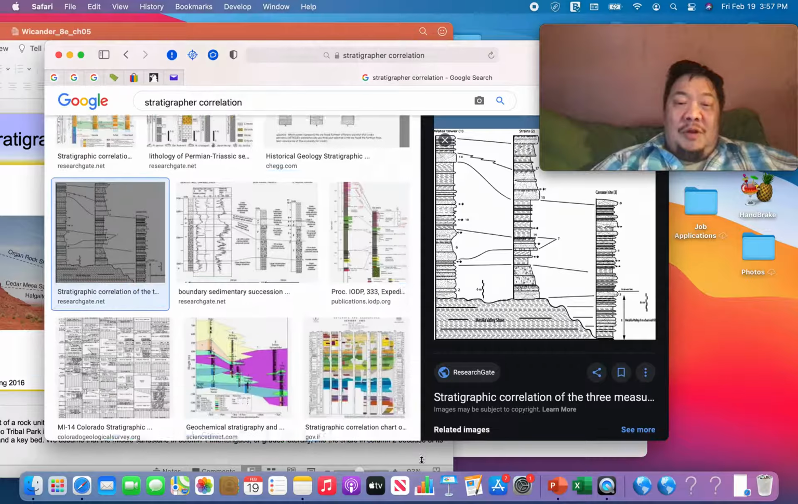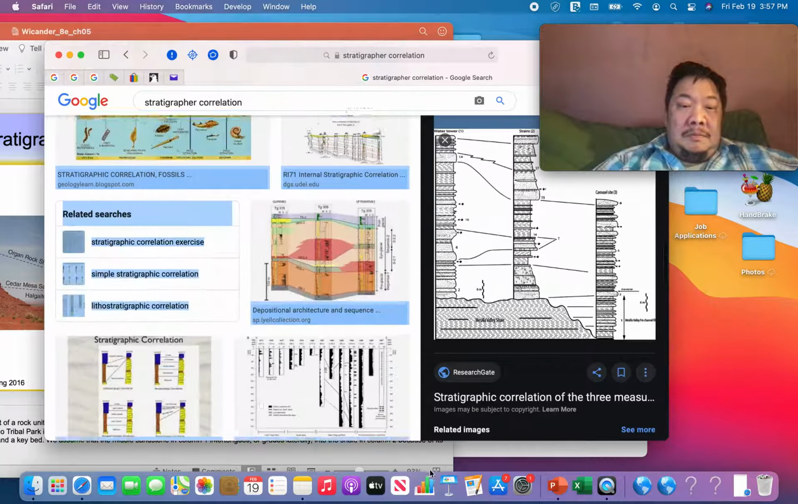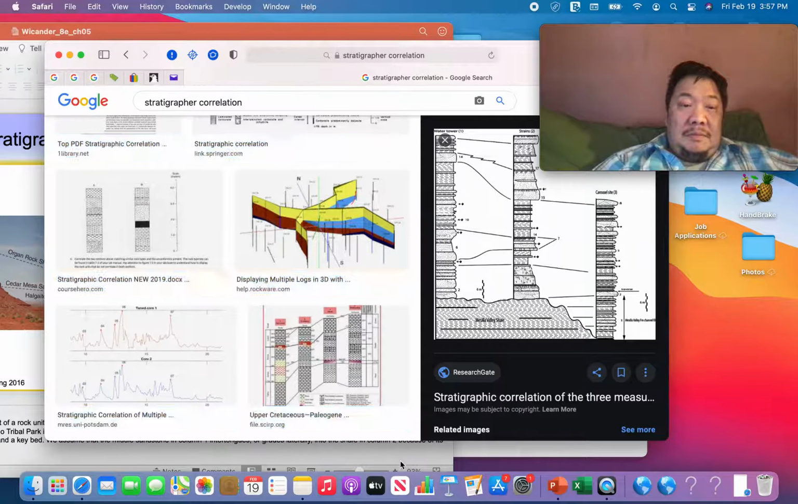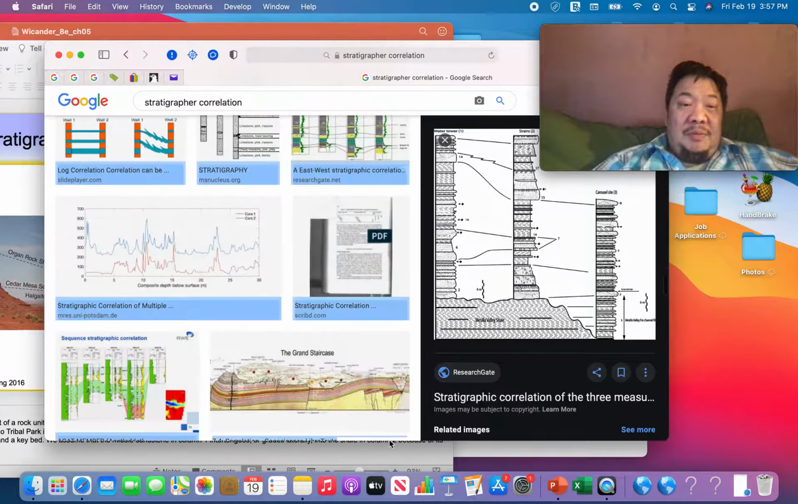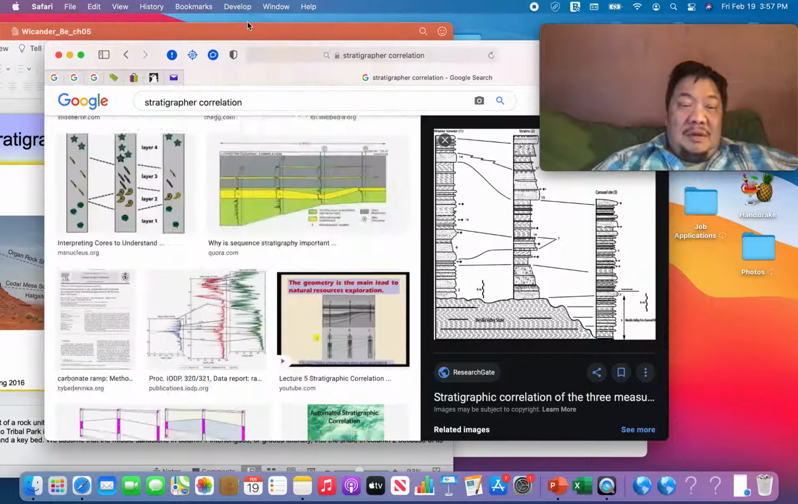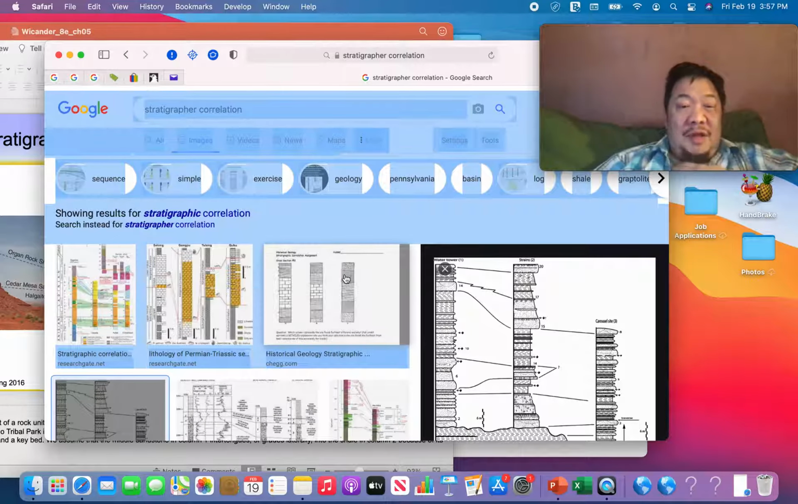And later on, we're going to try and do some stratigraphic correlation. Let's see if I can give you some examples here. I want to do some simple stratigraphic correlation here.